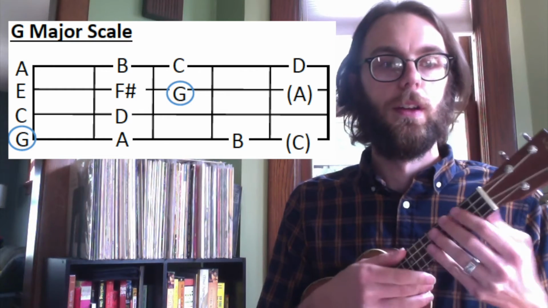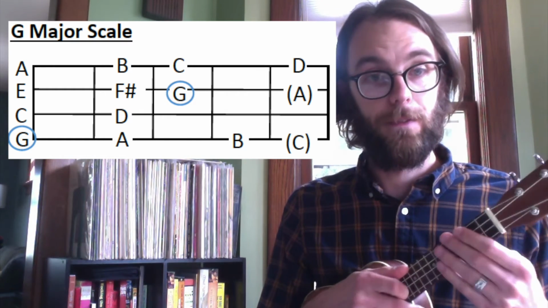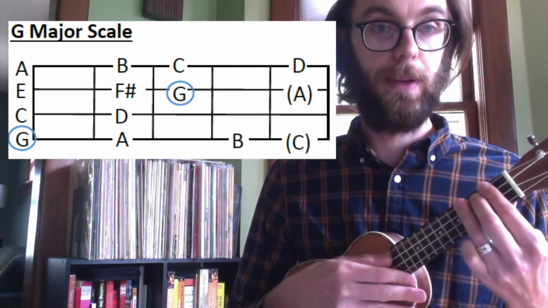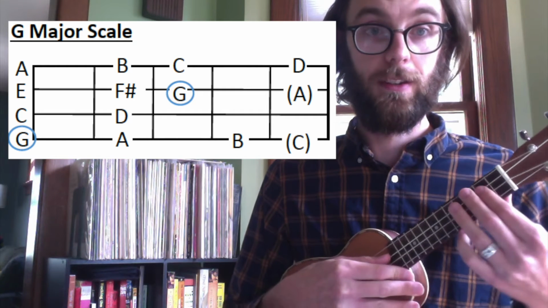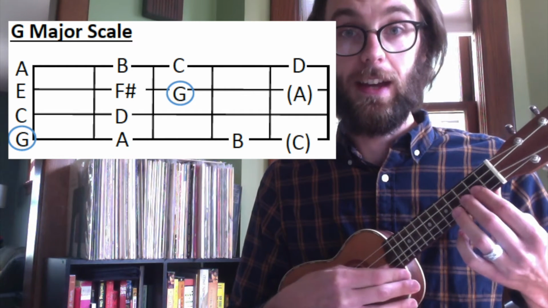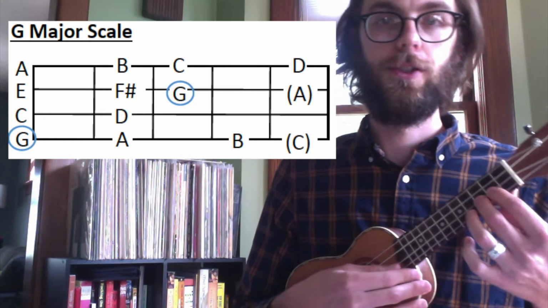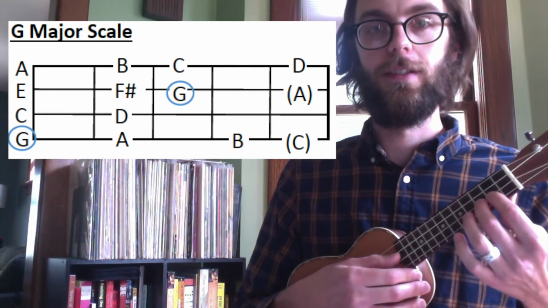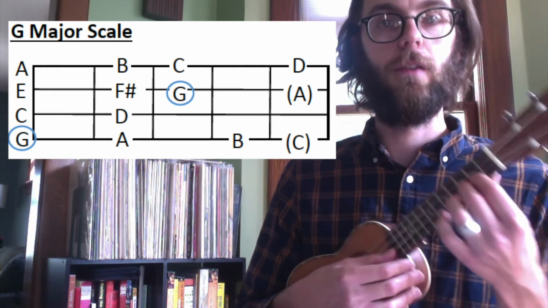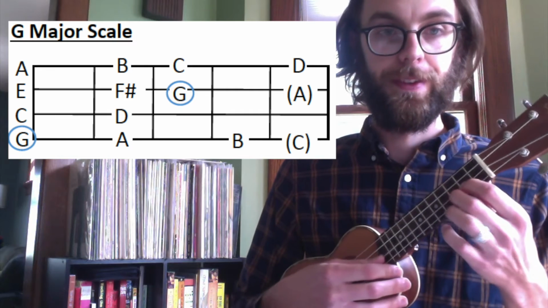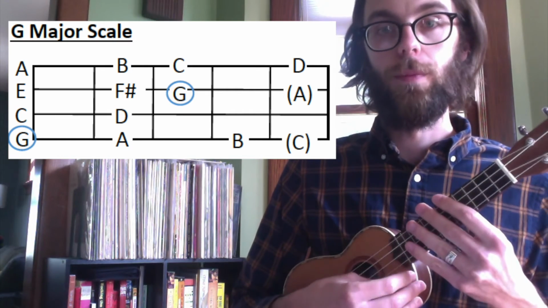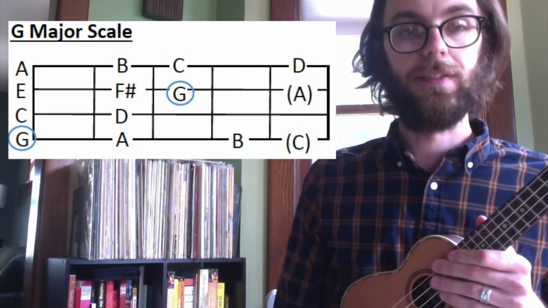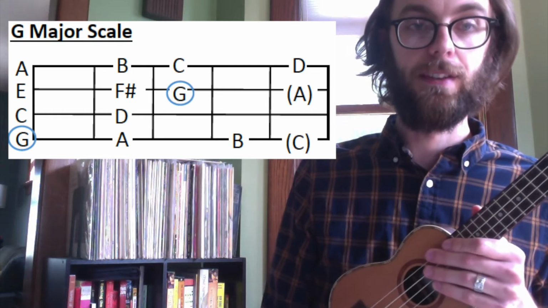So, in G you have an F sharp instead of an F. So your steps are going to look different. So we have G, A, B, C on the next string, D, E, F sharp, G. And remember, the reason that sharp is there is to preserve that same amount of whole steps and half steps. So when you do the whole step, half step pattern of the major scale, the half steps are between 3 and 4 and 7 and 8.